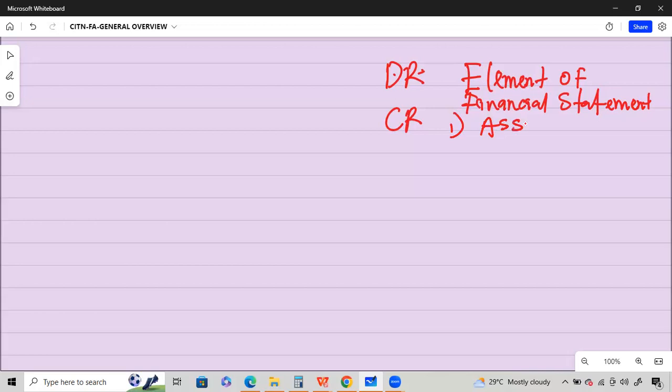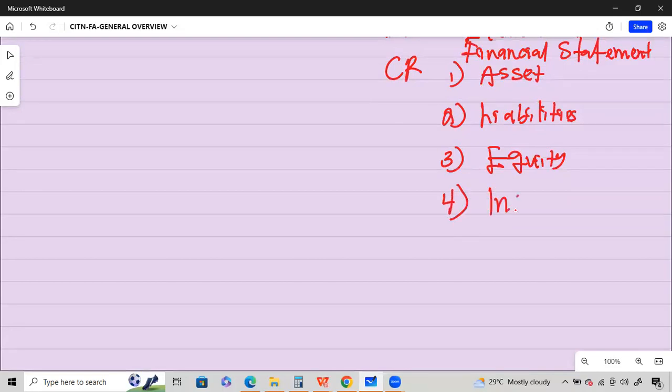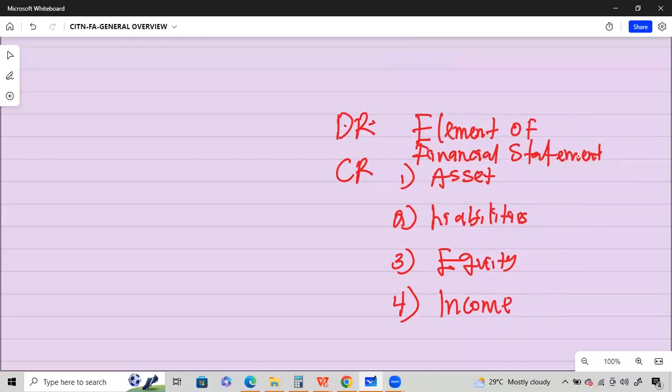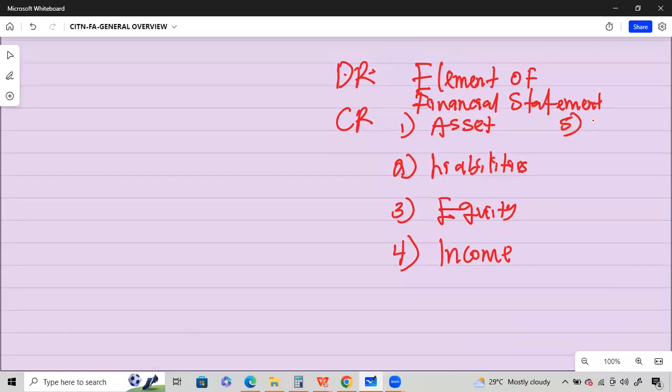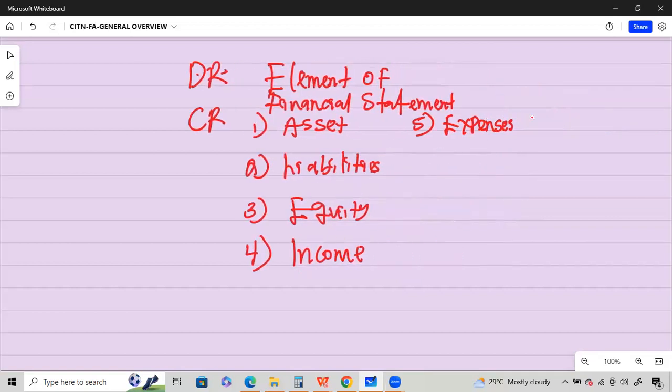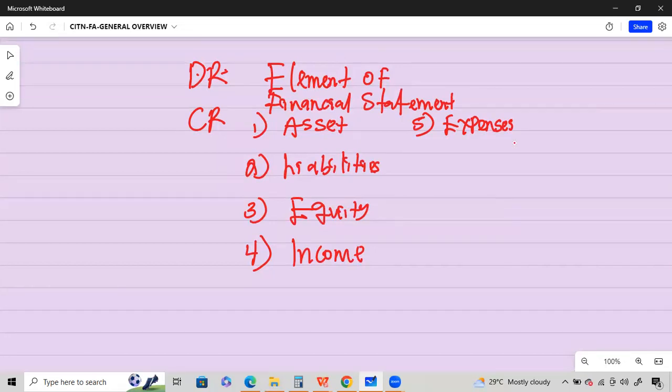We have the assets. We also have the liability. We also have the equity. We also have income. And number five, we also have the expenses as well. These are the five elements of financial statement. Meaning that every accounting transaction can be categorized into five. Is it an asset? Is it a liability? Is it an equity? Is it an income? Or is it expenses?